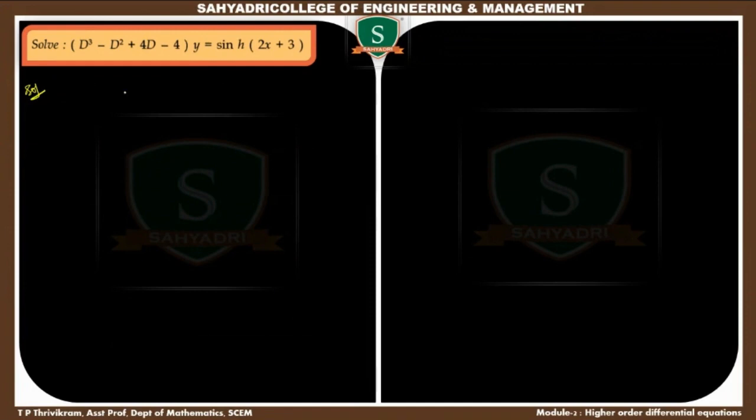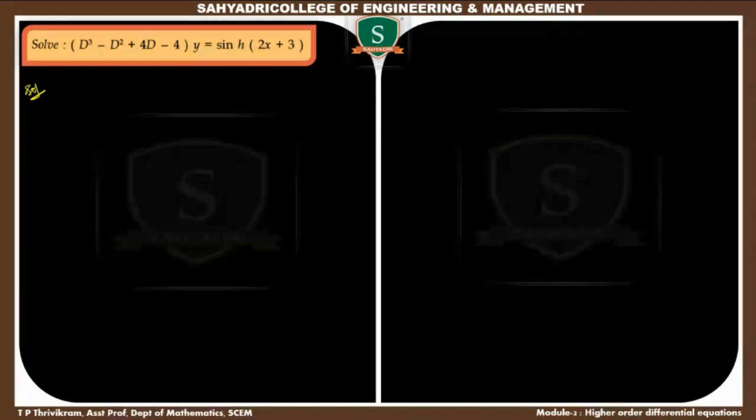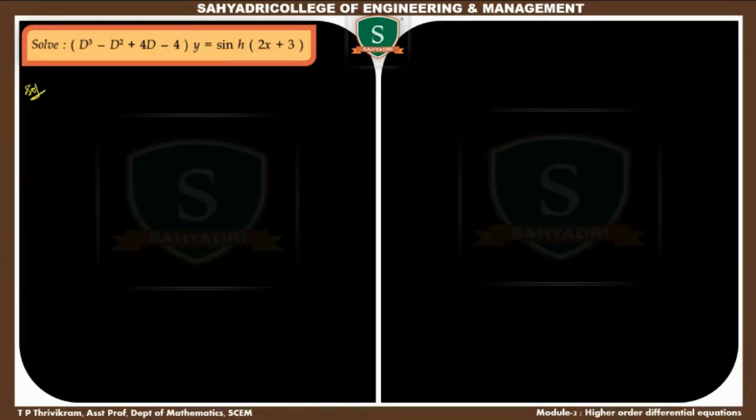Solution. Here d cube minus d square plus 4d minus 4 into y is equal to sinh of 2x plus 3, he has given. So first I will write the given equation: d cube minus d square plus 4d minus 4 into y is equal to sinh of 2x plus 3.